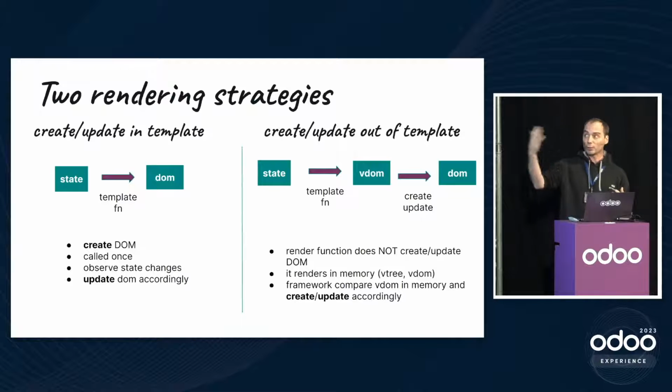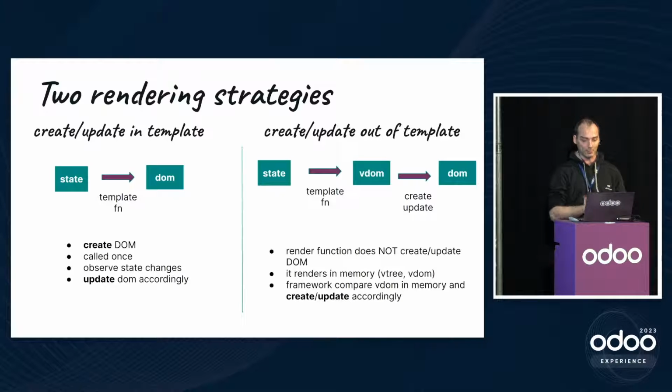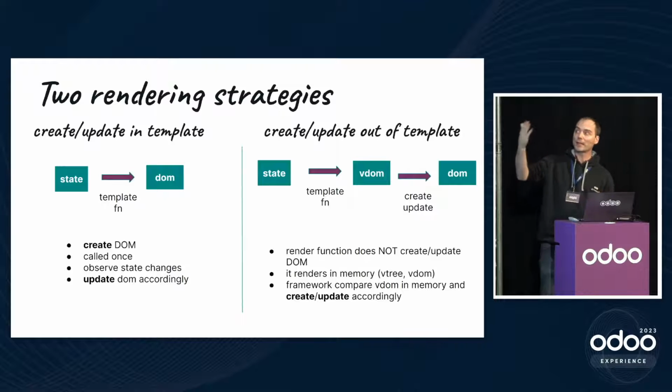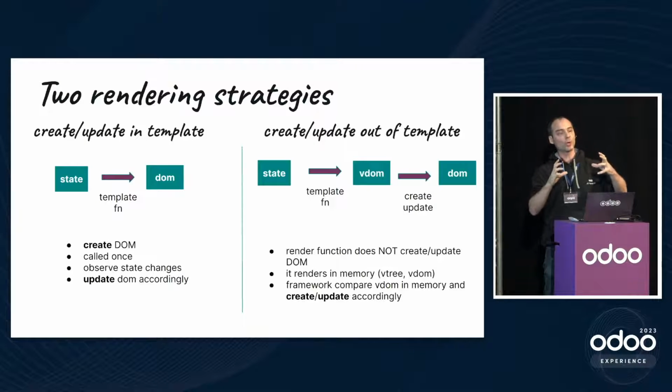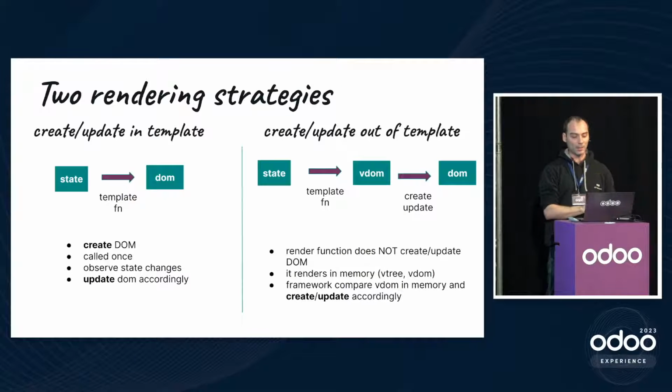When you use that strategy, your template function is much simpler. It doesn't care about how the state should be observed, how to update the DOM, even how to create the DOM. What it does care about is generating that virtual DOM. It has one job, and it can do it quite simply. Also, if you look at the generated code, it will map much closer to the actual template that you probably wrote at some point.